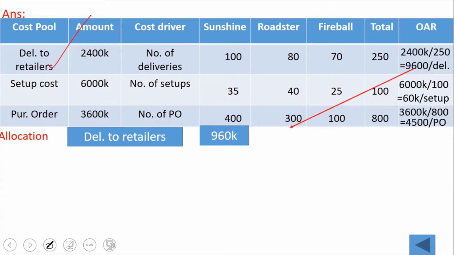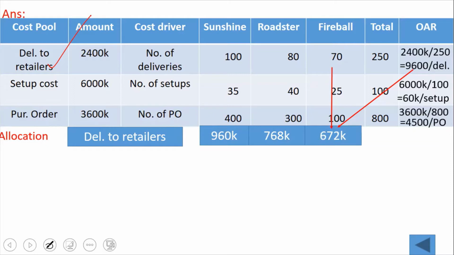Now coming to Roadster. For one delivery, it is 9,600, and for Roadster, we are making 80 deliveries. So the total amount is 9,600 multiplied by 80, or 768,000. Now coming to Fireball. For one delivery, again, it's 9,600. And for Fireball, we have 70 deliveries. So the total amount is 9,600 multiplied by 70, giving 672,000.